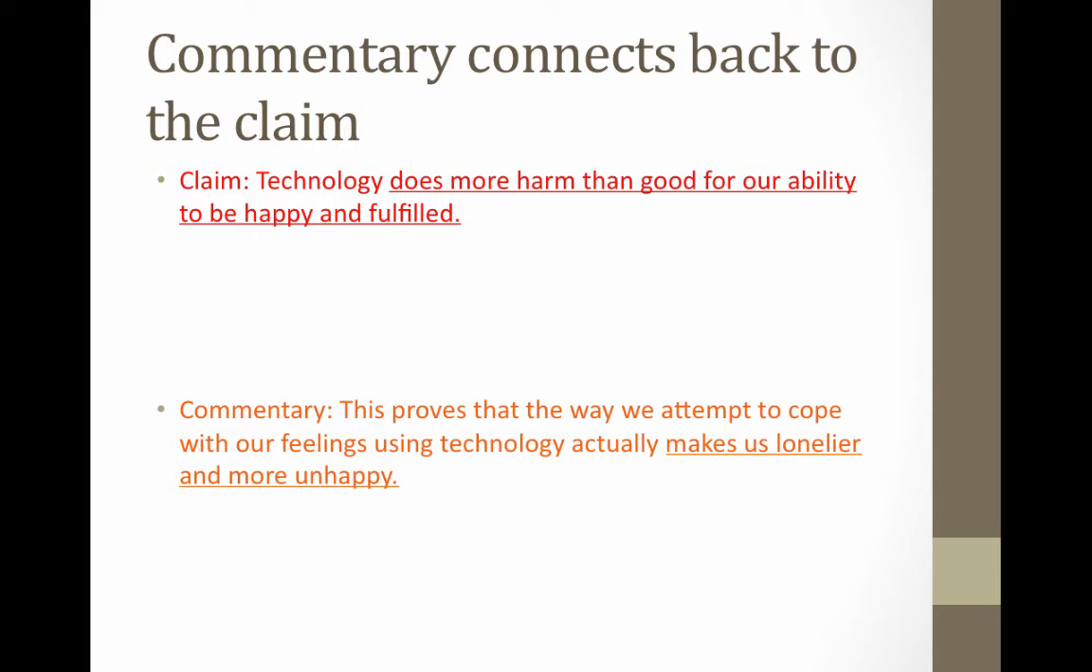Commentary connects back to the claim. So the claim that technology does more harm than good for our ability to be happy and fulfilled, I've kind of paraphrased that in my commentary. It makes us lonelier and more unhappy. So I connect back to the claim in different words. And that's it. So remember that the job of analysis is to explain evidence and connect it to a claim, and that's how you prove your point.